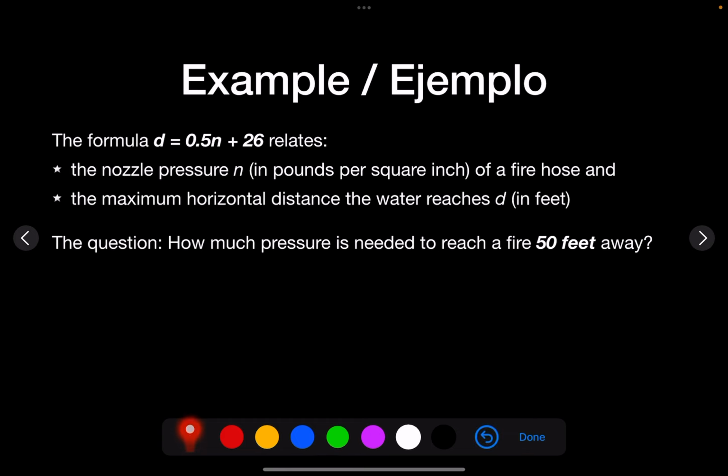This N being the pressure is kind of confusing, but it's how the actual formula is in the database of formulas, if you will. But really, I would say that should be P for pressure. And then I don't think I would have had that confusion. But yeah, 50 feet is going to be distance. So that's going to go on this side of the equation.